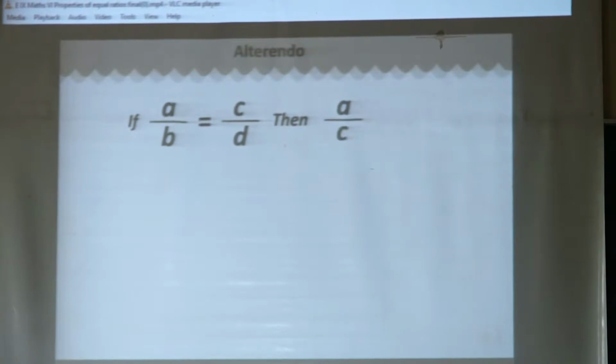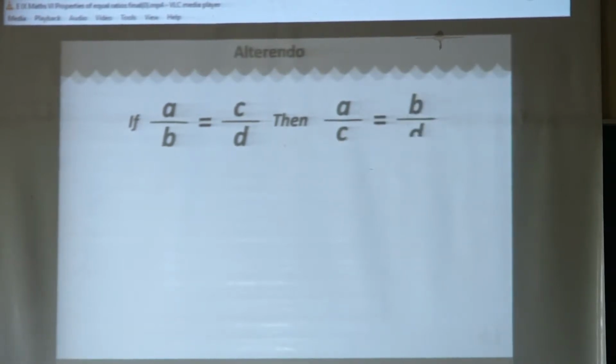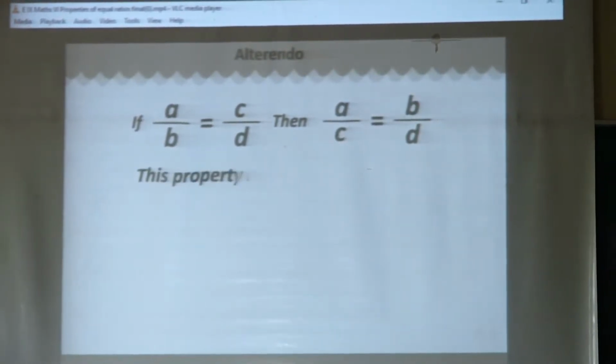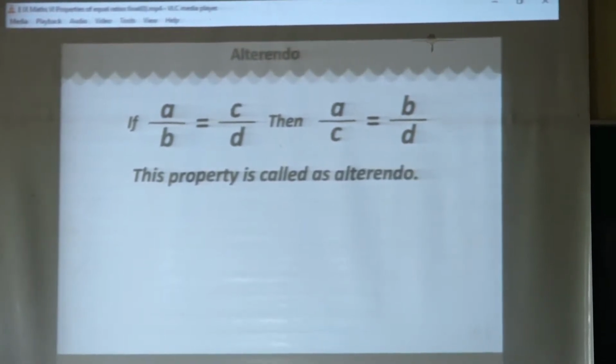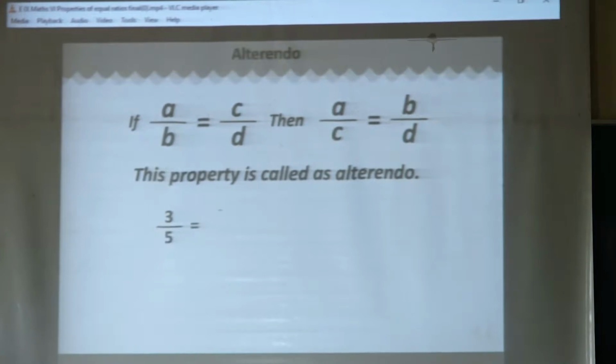Alterando. If A upon B is equal to C upon D, then A upon C is equal to B upon D. This property is called alterando. So therefore, if 3 upon 5 is equal to 9 upon 15, then 3 upon 9 is equal to 5 upon 15.